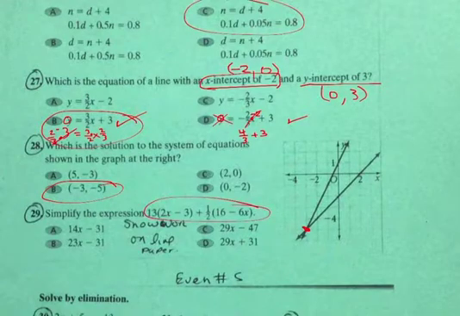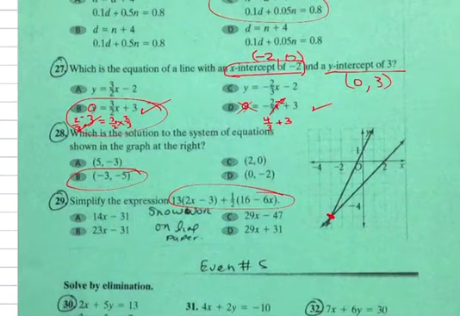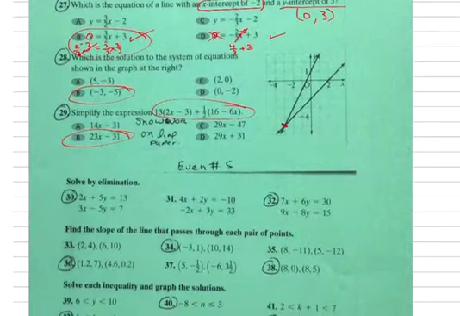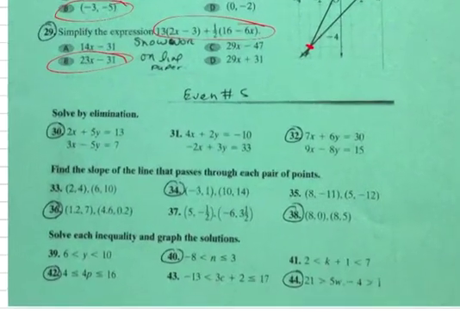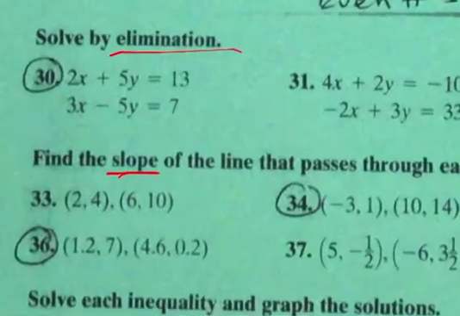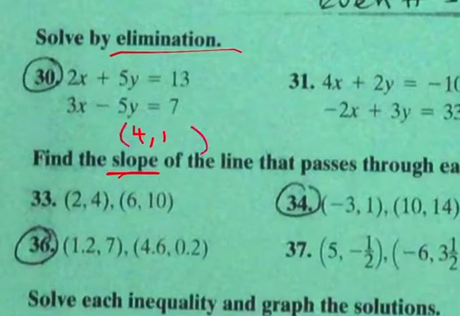Simplify that. You don't have to solve it. You just simplify it till you can't get the answer anymore. The answer is B after you simplify. Show your work though. Okay, use elimination for these. Find the slope for these questions. So number 30, the answer is 4, 1, okay?